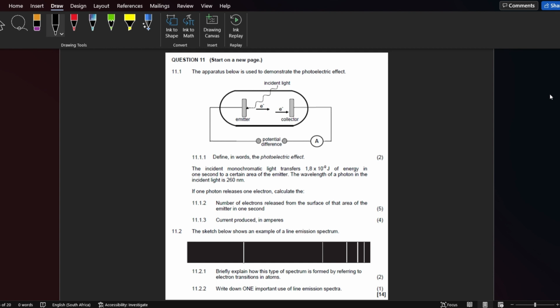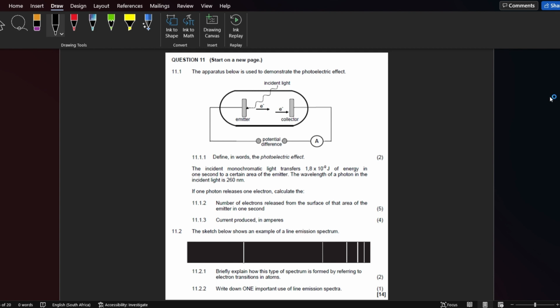Today we will be breaking down a physics past paper question on the topic of the photoelectric effect. So let's get right into it. Question 11 gives us the apparatus shown in the diagram, which is used to demonstrate the photoelectric effect. So we have our apparatus, the incident light, the emitter electrode, the collector electrode, and we have a potential difference or a voltage as well as an ammeter.